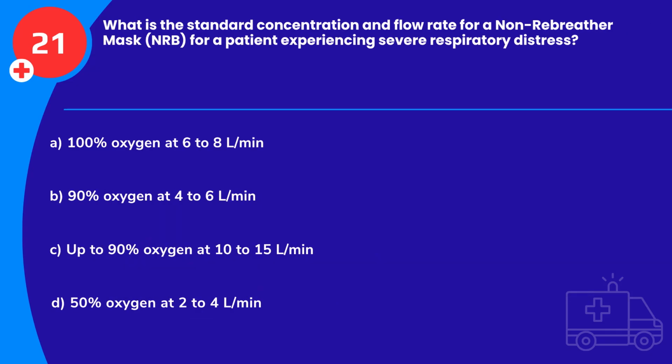Question 21. What is the standard concentration and flow rate for a non-rebreather mask, NRB, for a patient experiencing severe respiratory distress? A. 100% oxygen at 6 to 8 liters per minute. B. 90% oxygen at 4 to 6 liters per minute. C. Up to 90% oxygen at 10 to 15 liters per minute. D. 50% oxygen at 2 to 4 liters per minute.